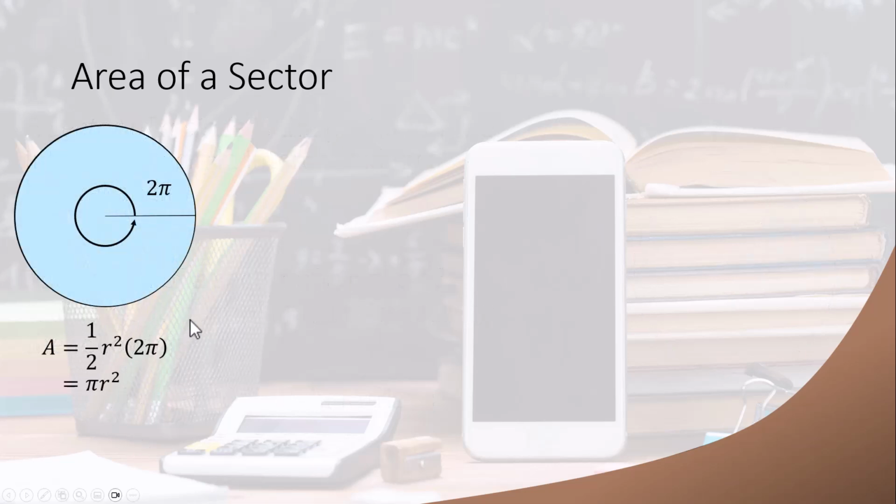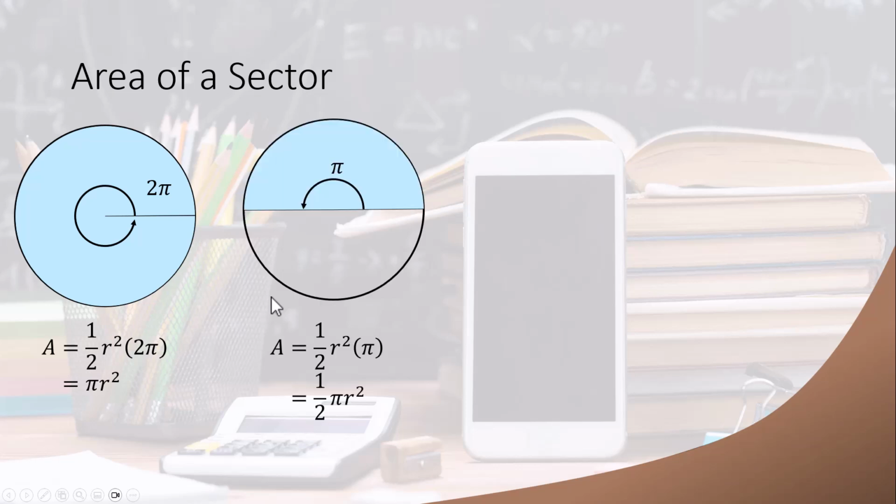Okay, so what if that central angle has one complete revolution? Well, then its angle in radians is 2 pi, and its area is pi r squared. Okay, makes perfect sense. We knew that from geometry in years gone by. Well, what if the central angle was basically 1/2 of a revolution? In other words, 1/2 of a circle. Well, then we would expect the area to be 1/2 of this, and indeed it is. We get 1/2 pi r squared.